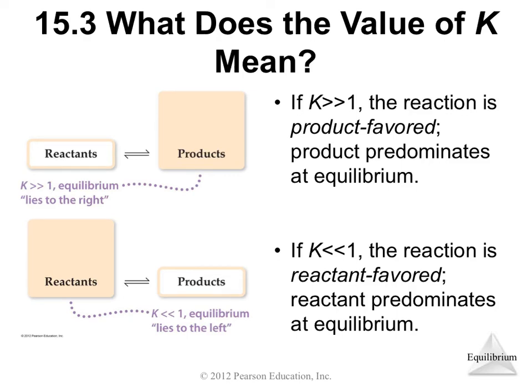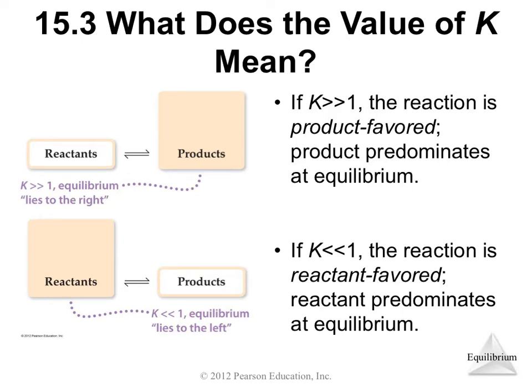Okay, so let's keep talking about equilibrium. In our last section, we learned how to write the equilibrium constant expression, which was either Kc or Kp. In this one, we're going to talk about what that K value tells us about the reaction.